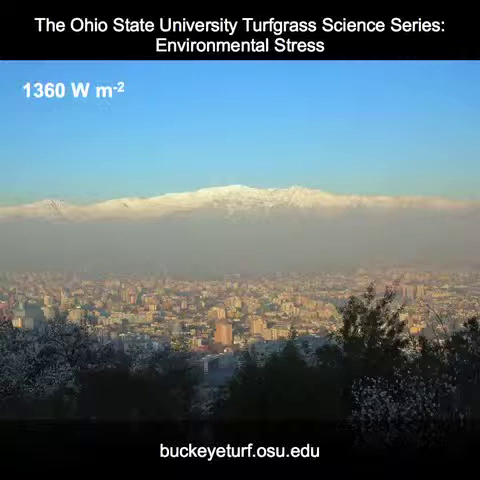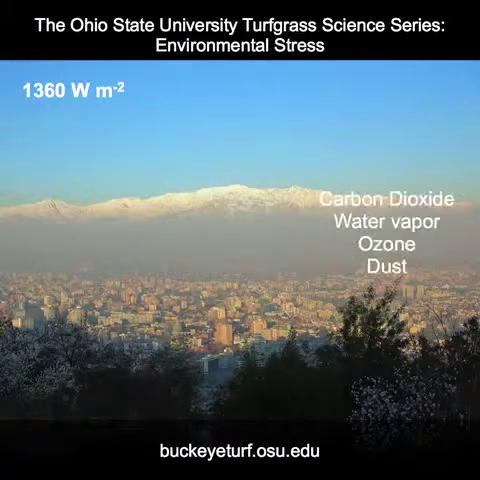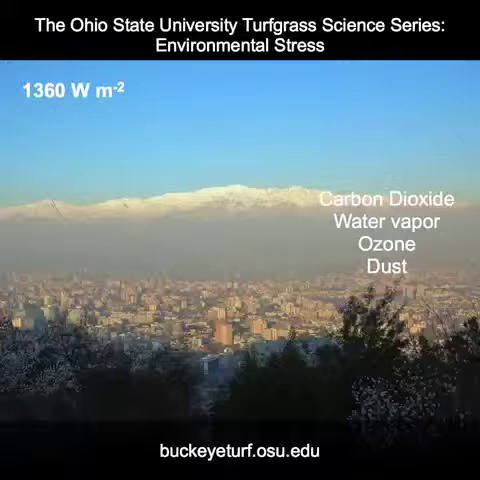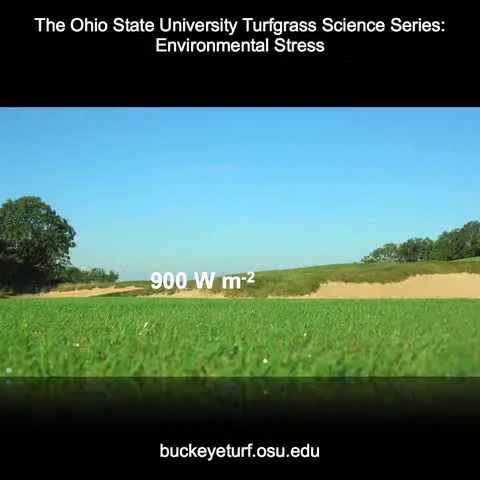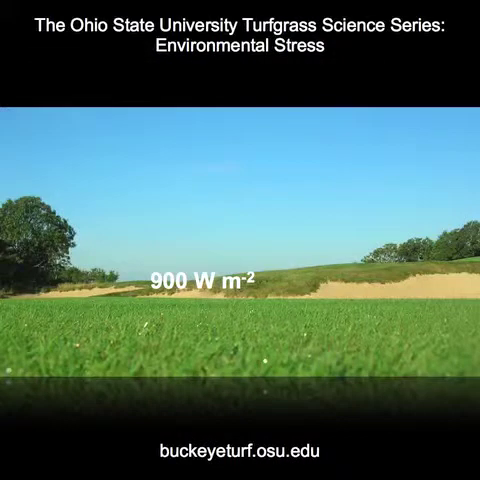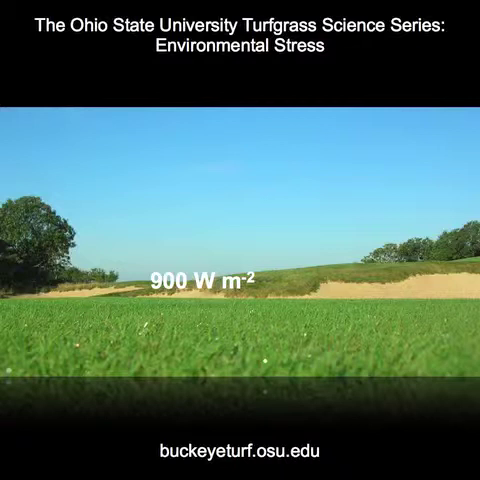As the energy enters the Earth's atmosphere, some of that energy is lost through absorption or it is scattered due to ozone, water vapor, carbon dioxide, or dust. By the time the energy arrives at the turfgrass leaf or plant, the energy level has dropped to 900 watts per meter squared. Of this energy, only 45% is what we would call photosynthetically active radiation.